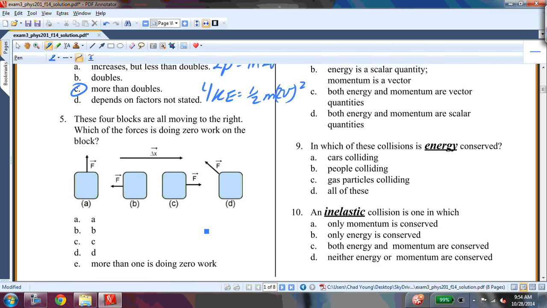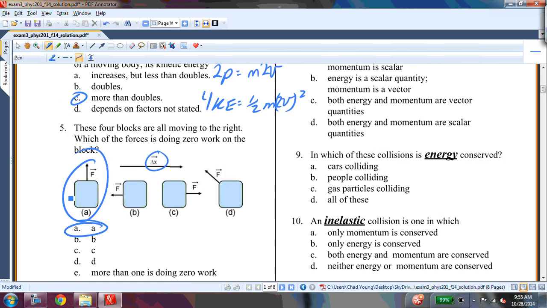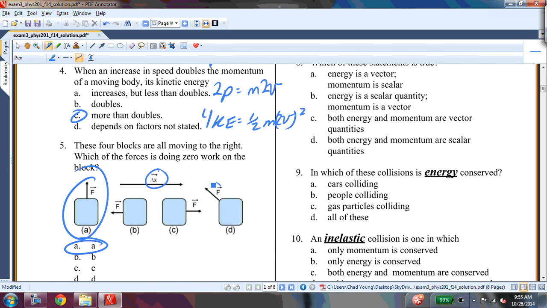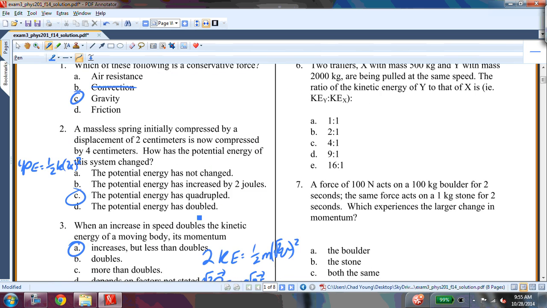These 4 blocks are all moving to the right. Which of the forces is doing 0 work? That would only be this one. The angle between the force and the displacement is 90 degrees, and the cosine of 90 is 0. So A is the right answer. There is, by the way, a portion of this force that's doing 0 work, the component that's in the y direction. But overall, the force is doing some work because it also has a component that is anti-parallel to the displacement, in the opposite direction.